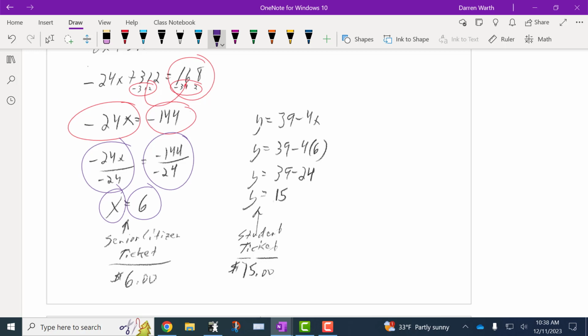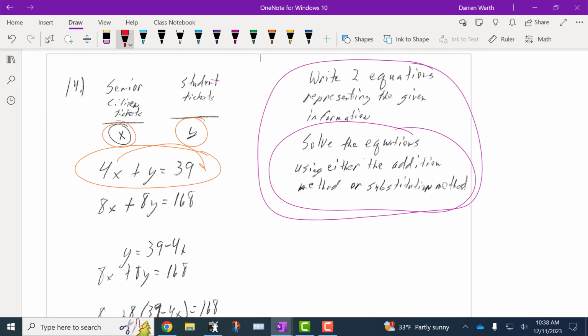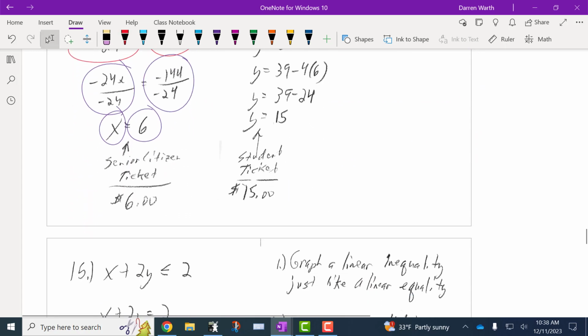So you're going to notice that I already labeled X as being equal to my senior citizen tickets. So now I know that the price of the senior citizen ticket is going to be a total of $6.